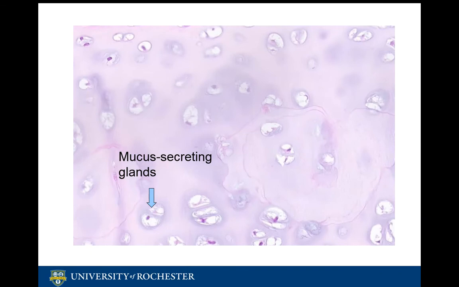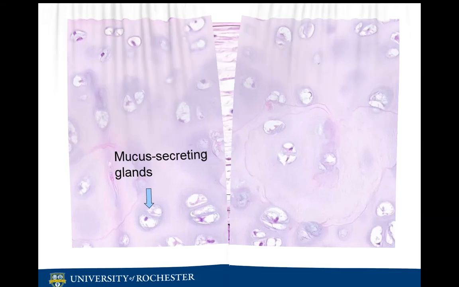Submucosa layer. Next is the submucosal layer, which consists of abundant blood and lymphatic vessels, as well as mucus-secreting glands.